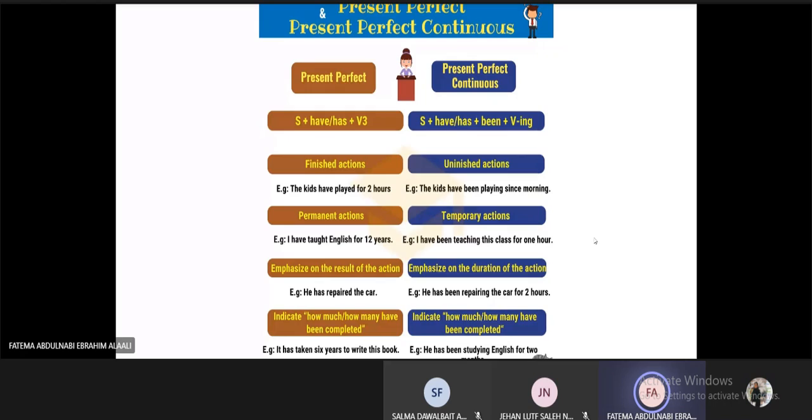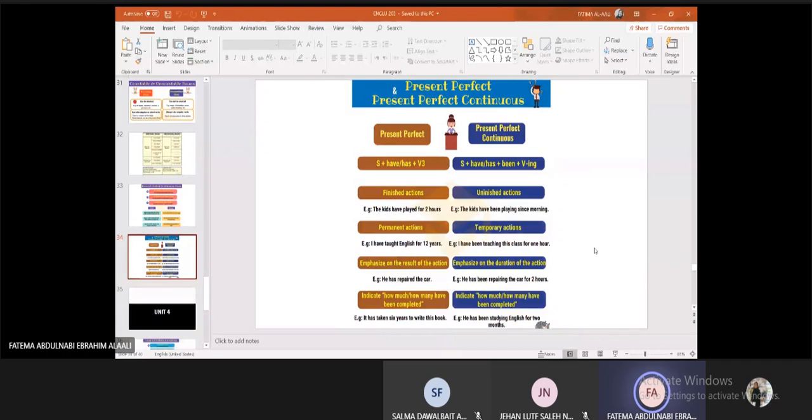And what is in common between present perfect and present perfect continuous is that they indicate how much or how many have been completed. For example, it has taken 6 years to write this book and he has been studying English for 2 months. So this is the difference between the present perfect and present perfect continuous.